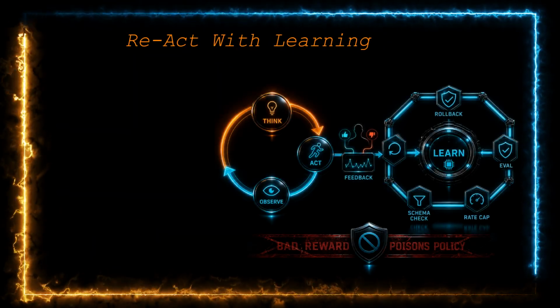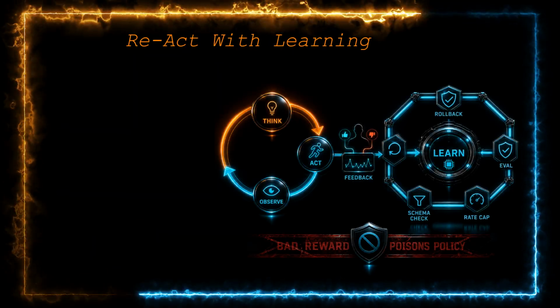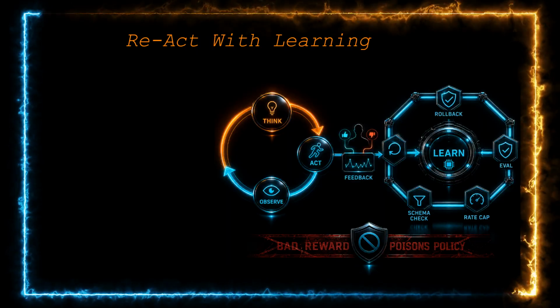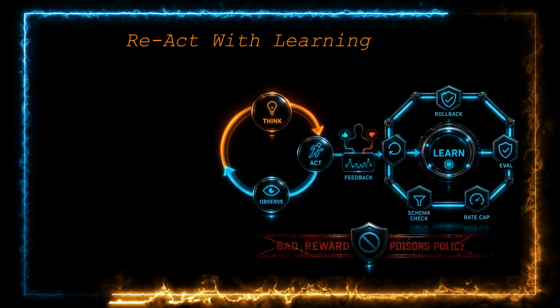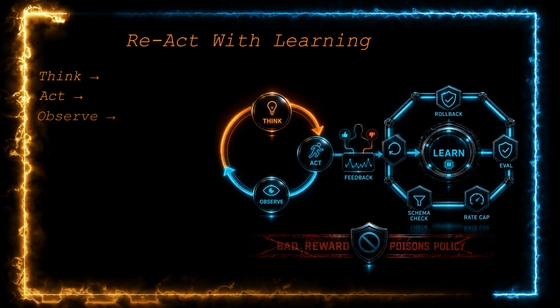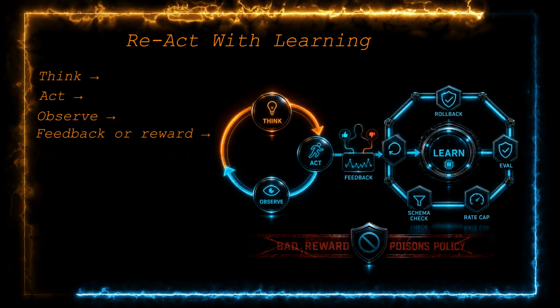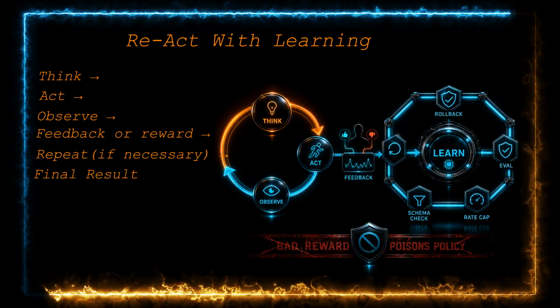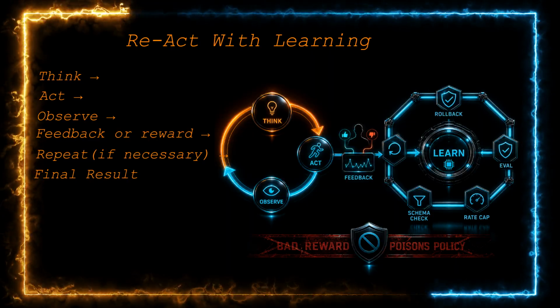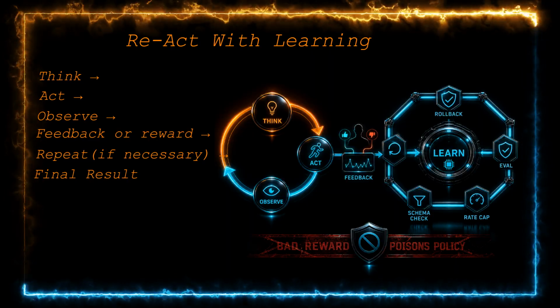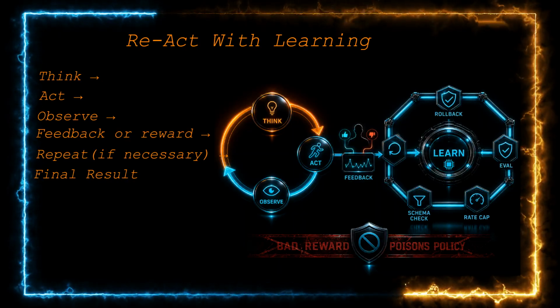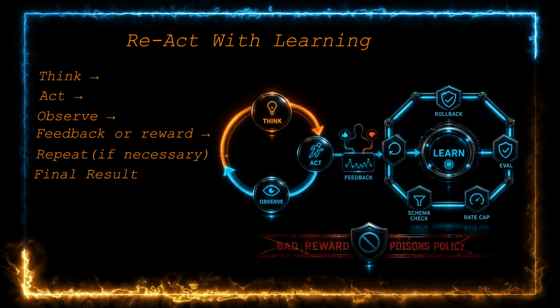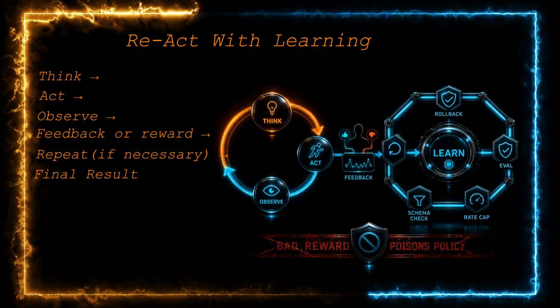The final pattern is ReAct with learning. Here, the agent improves from experience. The loop becomes think, act, observe, feedback or reward, repeat if necessary, to final result. Learning can happen in different ways. The simplest version is storing corrected strategies. For example, if the agent failed and the user corrected it, the system stores that correction and retrieves it later.